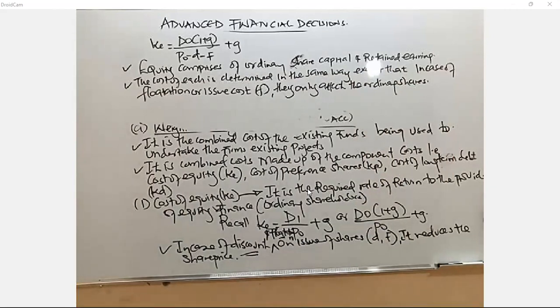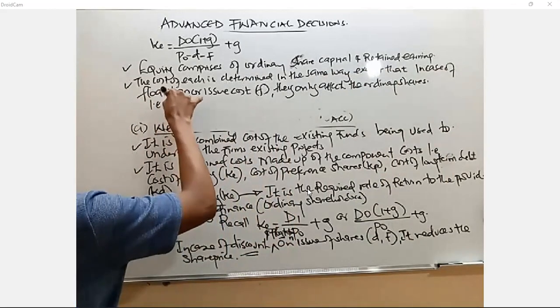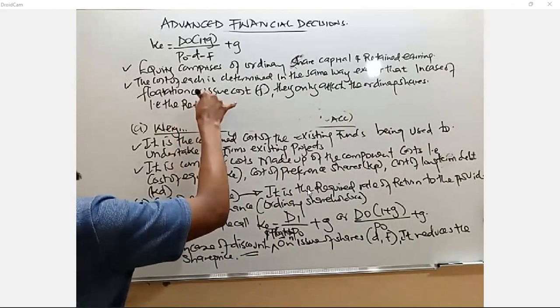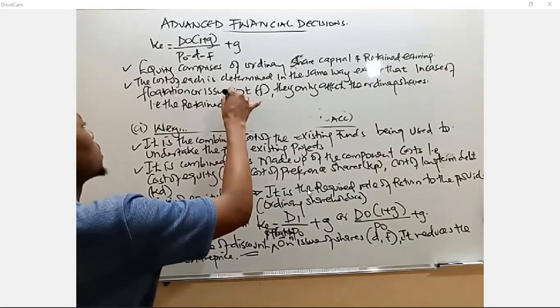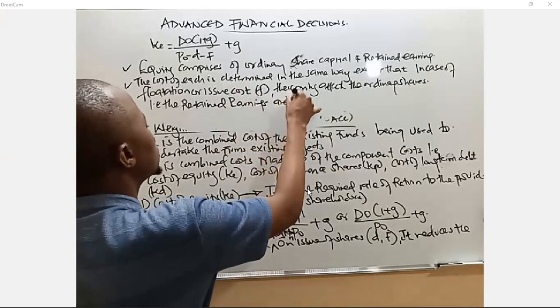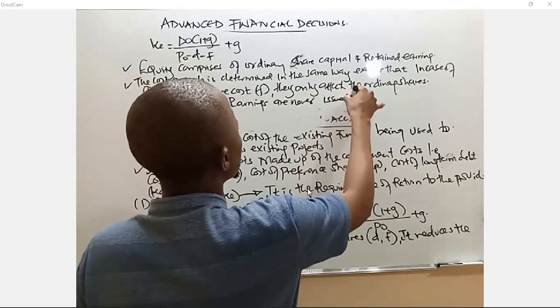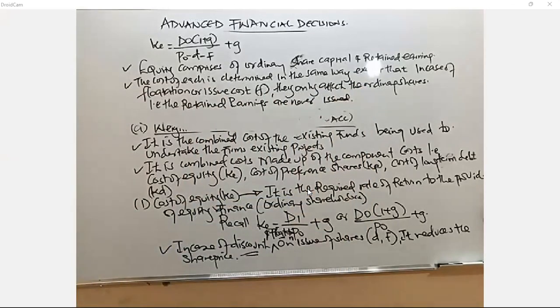They normally affect the ordinary shares. Now, in this case, we are asking why it affects the ordinary shares only. It's because the retained earnings are never issued. The retained earnings are not issued to the public for subscription, and that is the case.